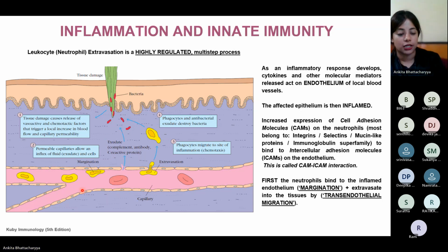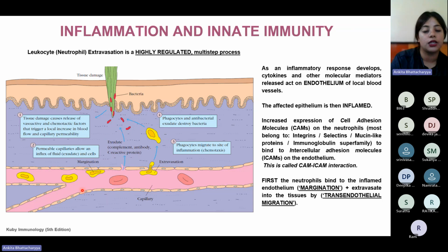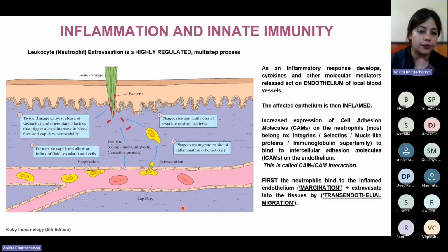So that is extravasation. The reverse, when something is entering into the circulatory system, into the vasculature, would be known as intravasation. This is the way in which these two processes work. The neutrophils will first bind to this inflamed endothelium in the process known as margination, and then they are able to move out of the blood vessel via the process known as transendothelial migration. Transendothelial simply means across the endothelium, which is what you see here, where the entire endothelium of the blood vessel is present. And across it, these cells are able to move out, or extravasate.